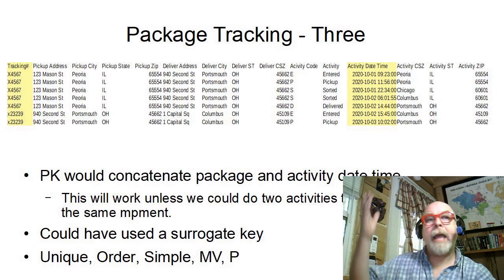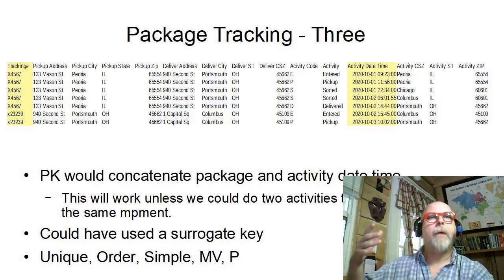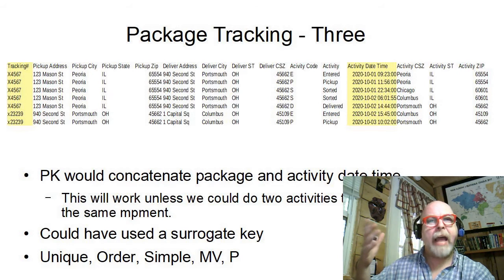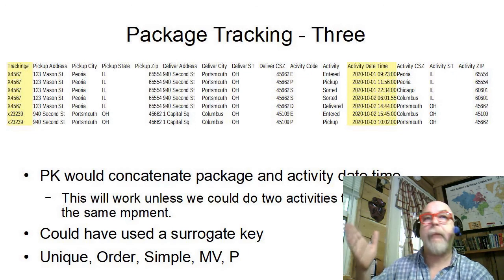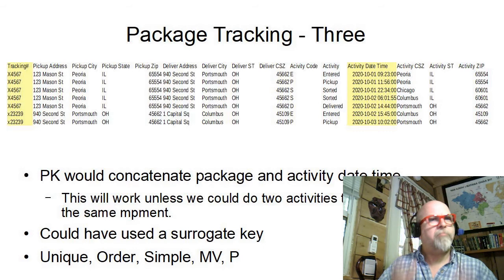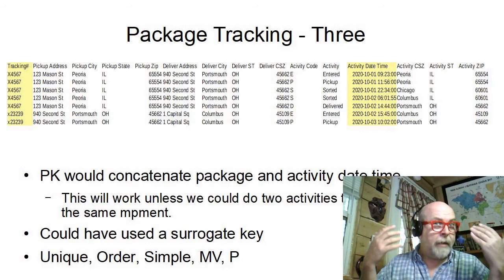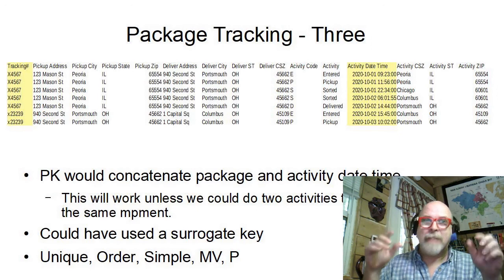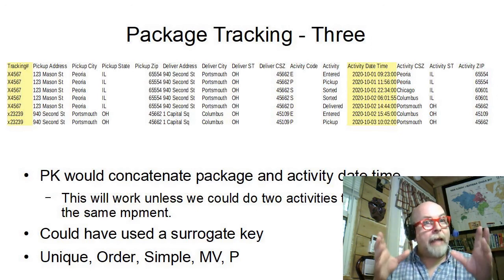I could add a surrogate key and just number the rows 1, 2, 3, 4, 5, 6, 7, 8, 9. But I'm going to concatenate 2 attributes together. The attributes I'm going to concatenate together are the package and the activity date and time. Because business rule, this is Jim shipping. We lose things. We have a rule that says you can only do one activity to a package.